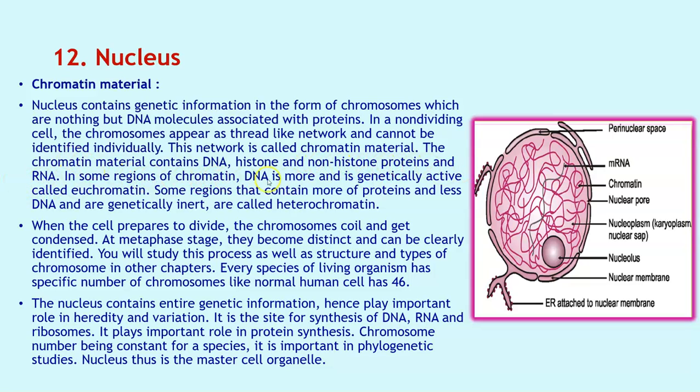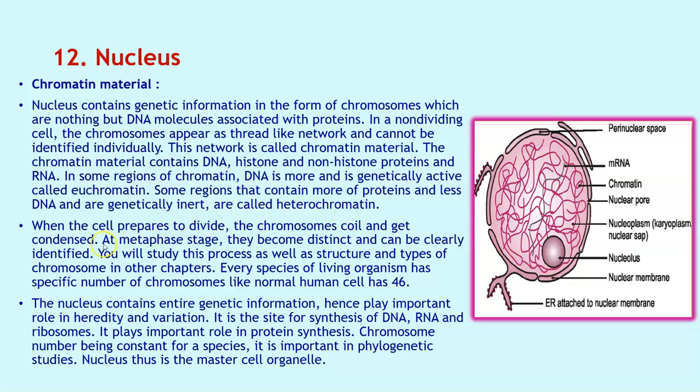In some regions of the chromatin, DNA is more and is genetically active, and this region is called euchromatin. Some regions contain more proteins and less DNA and they are genetically inert, that is, genetically not active. That region is called heterochromatin.